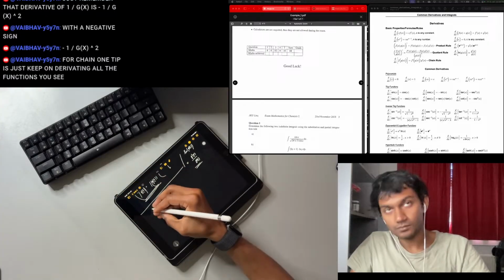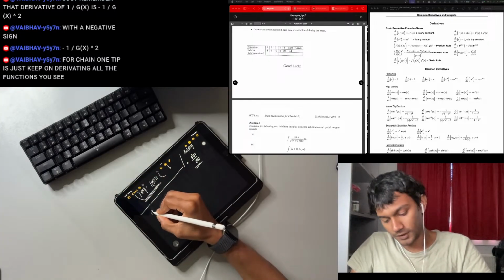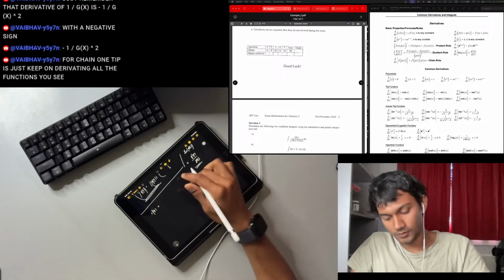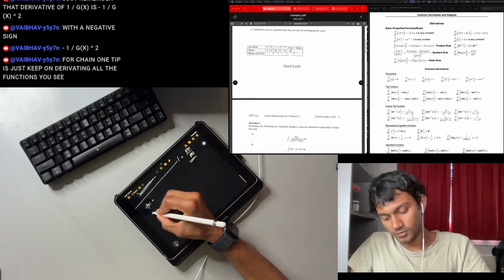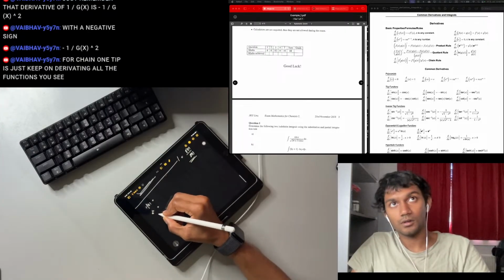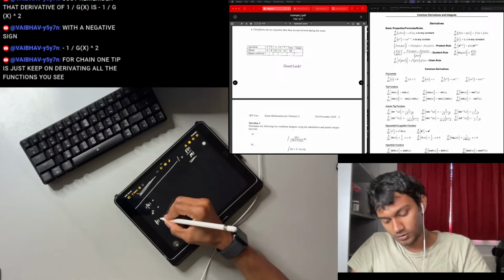Once more. C of f of x, x raised to n, f of x, g of x.